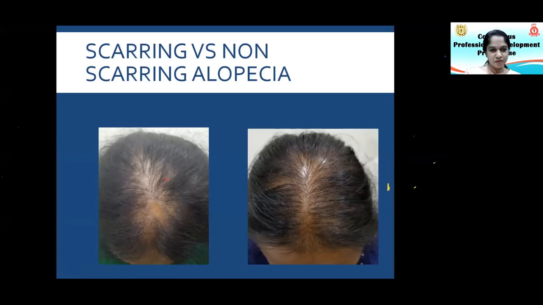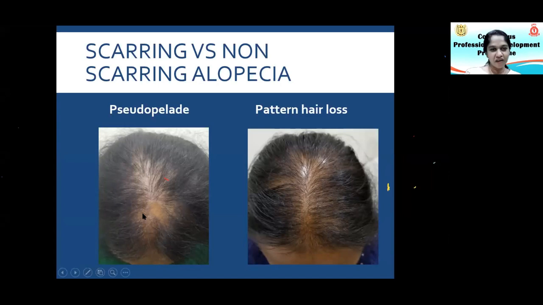So actually, although these two look more or less the same when you just have a quick look, these are two entirely different causes. One is a pseudopelade, that is a scarring alopecia, and the other one is a severe pattern loss in a female. So the management is entirely different, and in scarring alopecia, we need to act quickly.